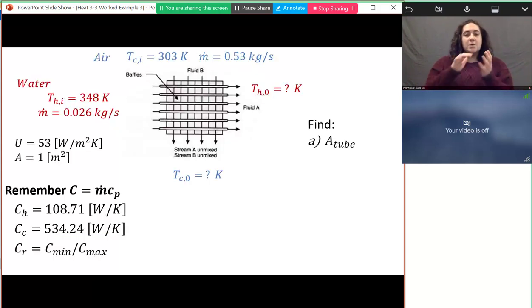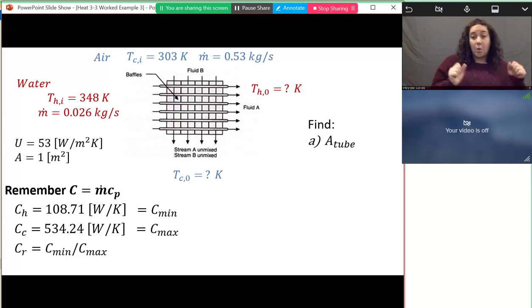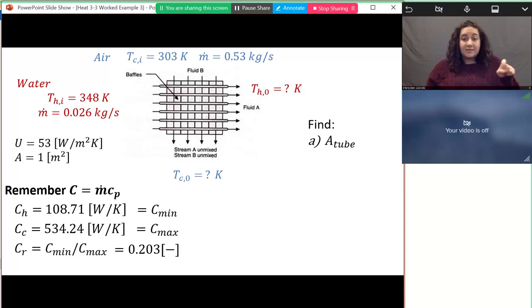So now I want to compare these two things. I know that the big C on the hot side is 5 times less than the big C on the cold side. So C min is on the hot side, and C max is on the cold side. I take the ratio, where the ratio is always less than 1, and I find that it's about 20% or 0.2.